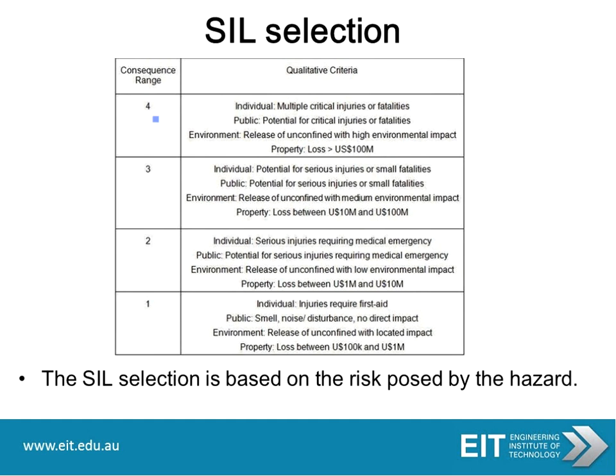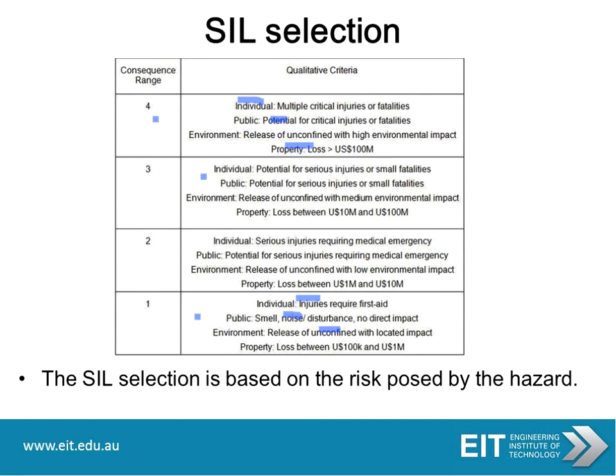Now, if you look at the consequence range, then when sitting at level 4, individual: multiple critical injuries or fatalities; public: potential critical injuries or fatalities; environment: the release of unconfined with high environmental impact. And then that reduces as we go down, getting to 1: individual injuries require first aid; public: smell, noise, disturbance, no direct impact; environment: release of unconfined with located impact.